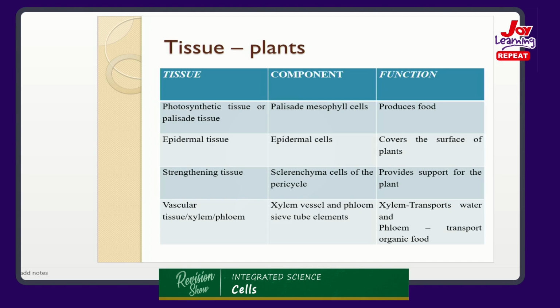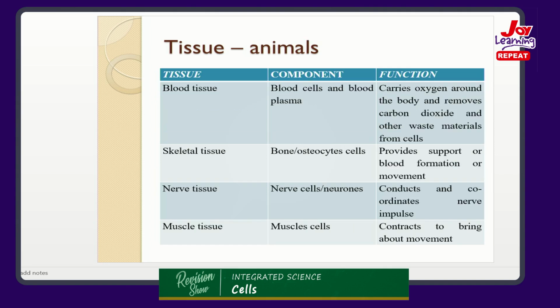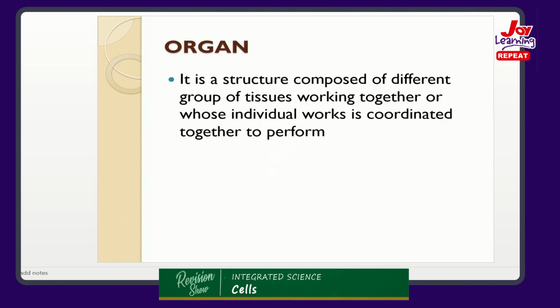On your screen are some of your tissues. In plants, we have photosynthetic tissue, making food, epidermal tissue, strengthening tissue, and vascular tissue. In humans, we have blood tissue. Yes, your blood is a tissue. Your bone, your skeletal tissues. Your nerves that are used to conduct things is also a tissue. Then your muscle tissue.